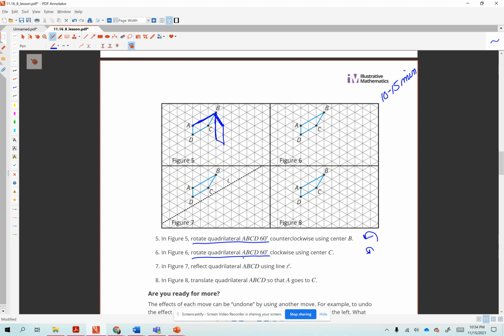Figure 6, we're asked to rotate it clockwise. So clockwise is this way. So we're going to use point C as the center. So if I'm going clockwise 60 degrees, I look at line DC, and I'll just simply have to go 60 degrees to the right. So this would be my new D prime.